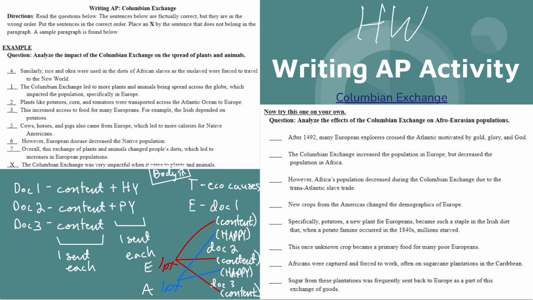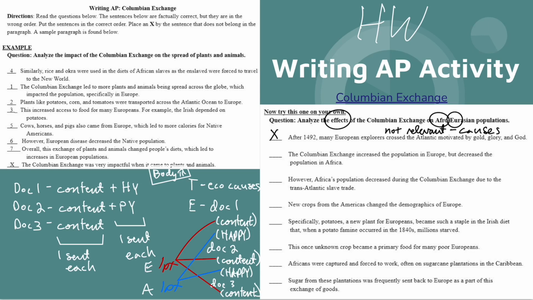In last class period, there were a lot of different answers. Okay, one is X. Because after 1492, many European explorers crossed the Atlantic motivated by gold, glory, and God. That's describing causes of the Columbian exchange. The prompt specifically says the effects of the Columbian exchange on the African population and the European population. Okay, not causes. So we can cross out the first one.